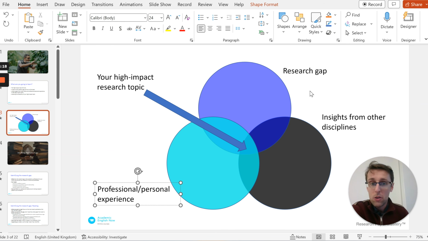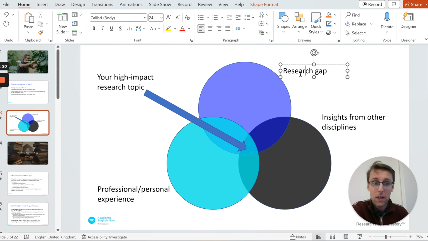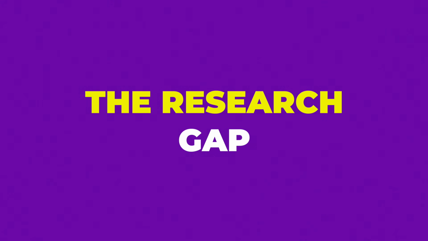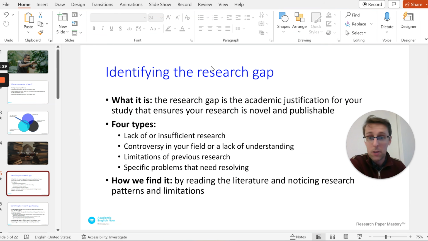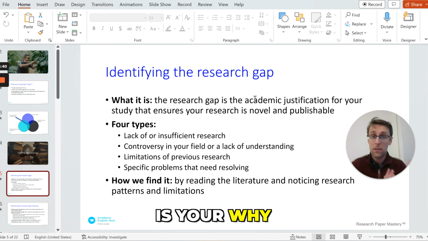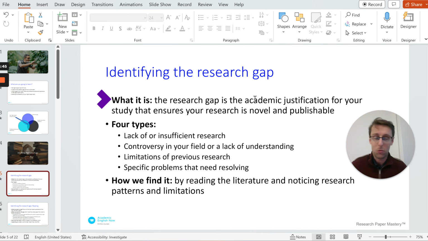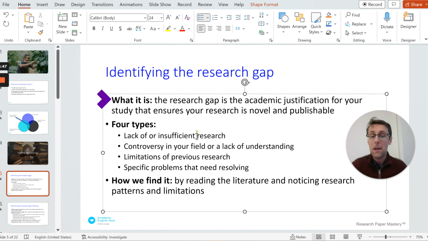With that said, let's briefly take a look at the first aspect. So that's the research gap, and let's see what it's all about. Now, I'm not going to go into a lot of detail in here, right? I do that much more in my program, Research Paper Mastery, but also in other videos on this channel. So if you're interested in more details about the research gap, click there. But basically, the research gap is your why. It's the academic justification for why your topic is novel and why it should be published in a good journal, right? And there are 4 types of the research gap.